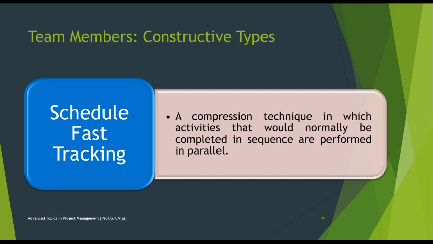And then comes schedule fast tracking. In schedule fast tracking, activities which you would generally complete in sequence are performed in parallel. Fast tracking is a schedule compression technique in which activities or phases normally performed in sequence are done in parallel for at least a portion of the total duration. In fast tracking, you review the critical path and list all vital activities. Then you analyze which ones can be performed partially or fully in parallel with other activities.